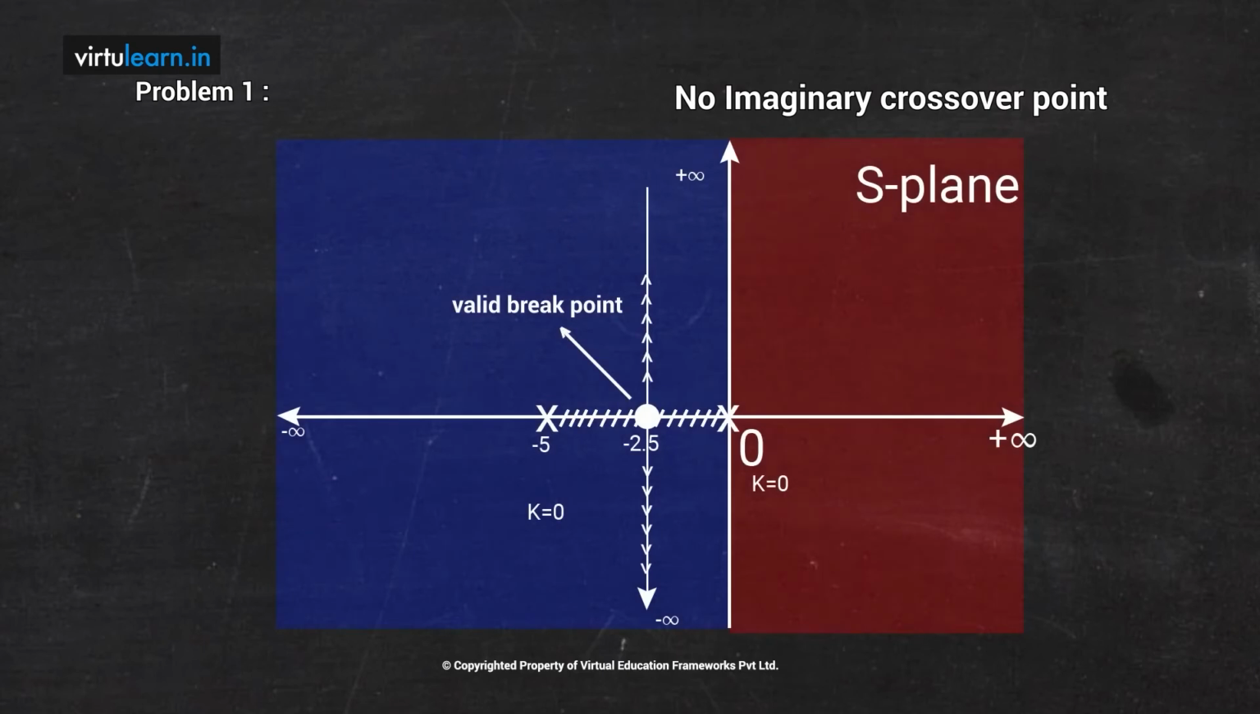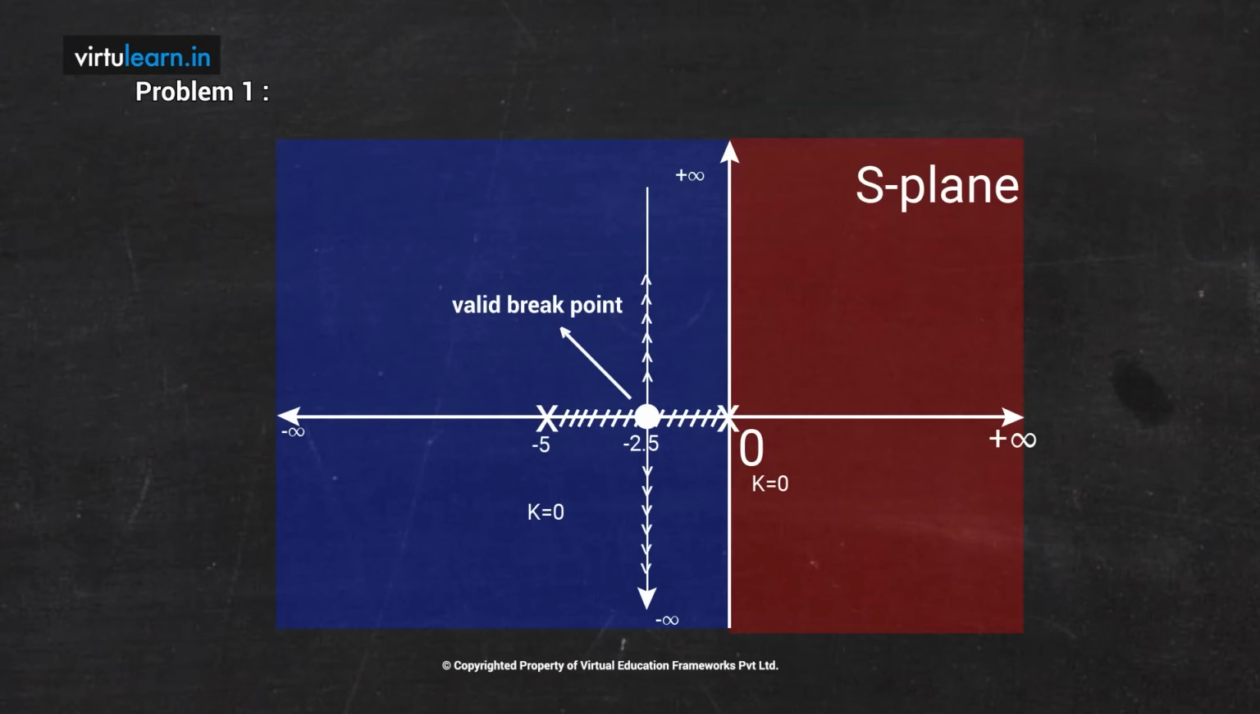If you look at the asymptotes and also the poles and zeros on the S-plane, there are two poles in the left of the S-plane and there are no zeros at all, and two asymptotes in the left of the S-plane only. Therefore, there is a possibility of having the entire root locus in the left of the S-plane only. It cannot move to the right of the S-plane. We can say now there are no imaginary crossover points.